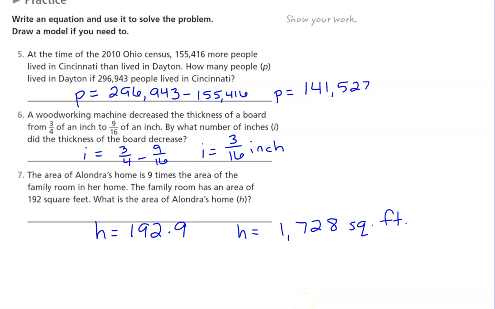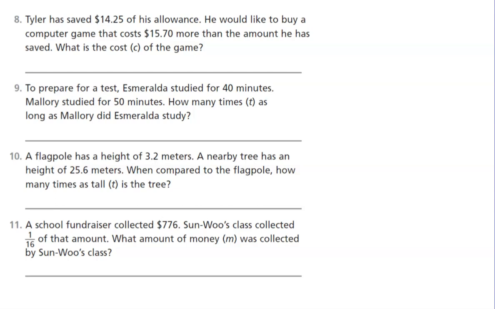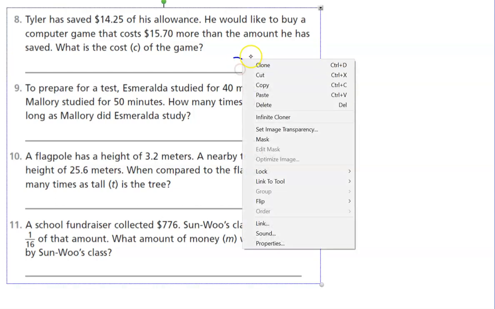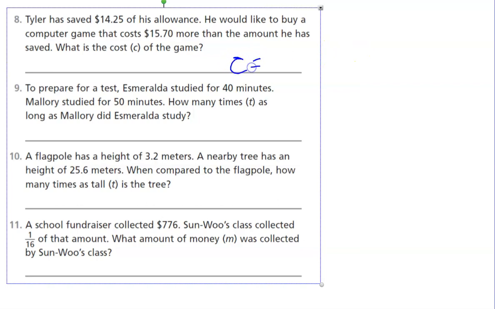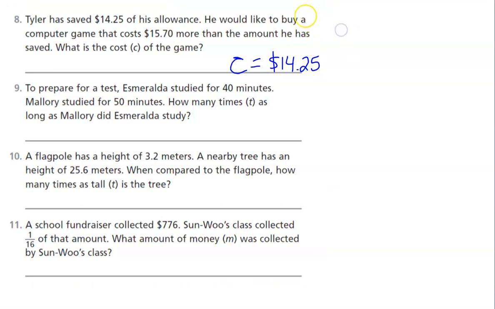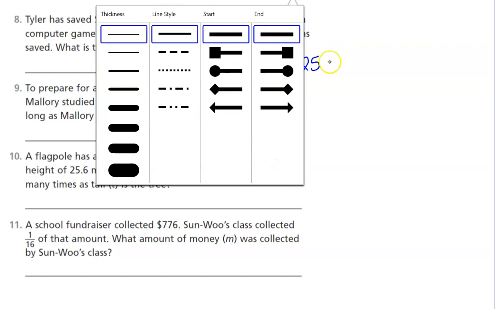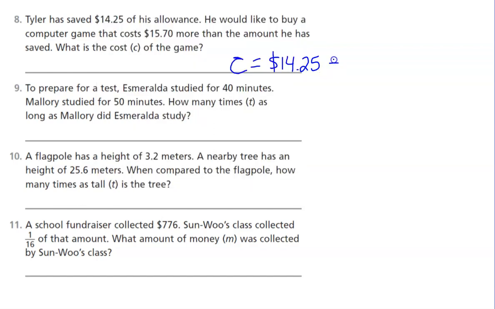Okay, let's look at the last part. Number 8 is C. C equals 14.25 plus 15.70. And so therefore C will equal $29.95.